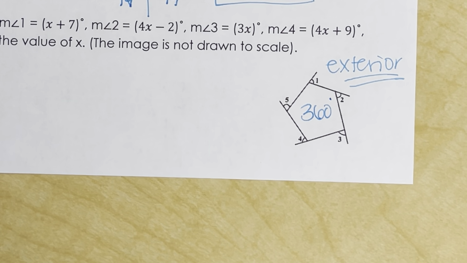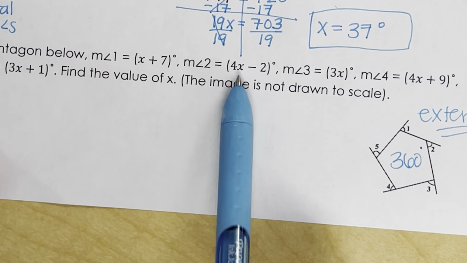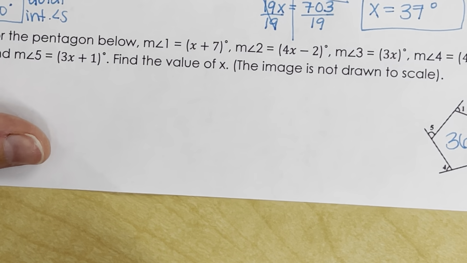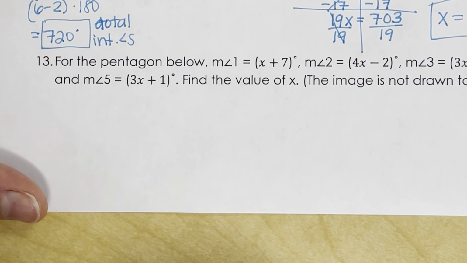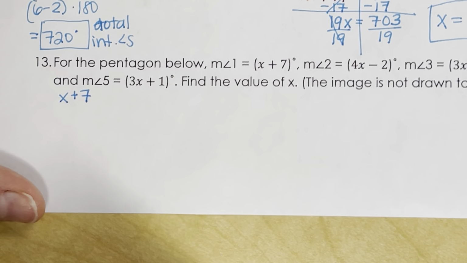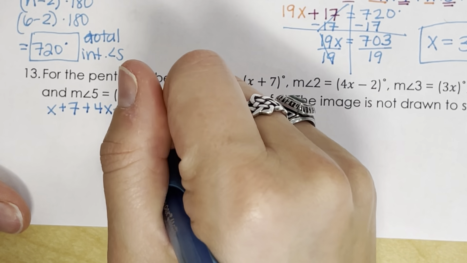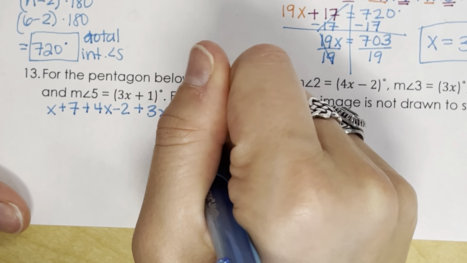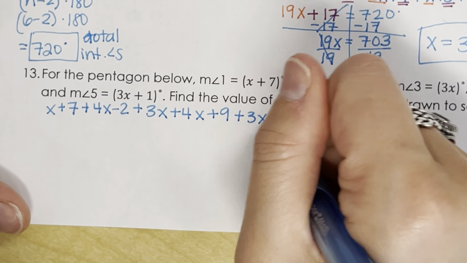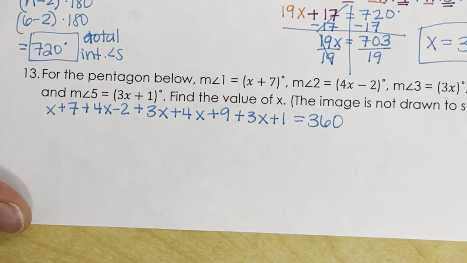Anytime you see exterior, you're going to set it equal to 360. So just like the last problem, I'm going to add together all of my angles and then set them equal to 360. So x plus 7 plus 4x minus 2 plus 3x plus 4x plus 9 plus 3x plus 1 equals 360.